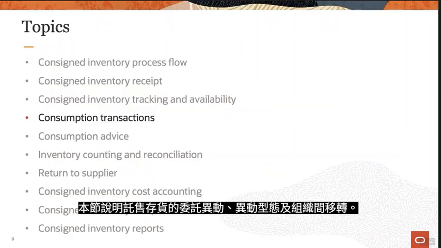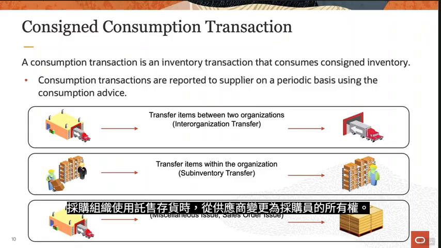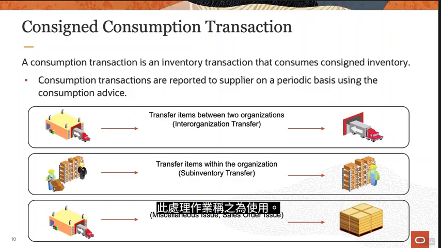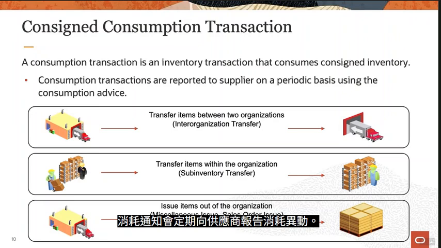This section describes consigned transactions, types of transactions, and inter-organization transfers of consigned inventory. Ownership changes from the supplier to the buyer when the consigned inventory is used by the buying organizations. This process is referred to as consumption. Consumption transactions are reported to the supplier periodically on the consumption advice.